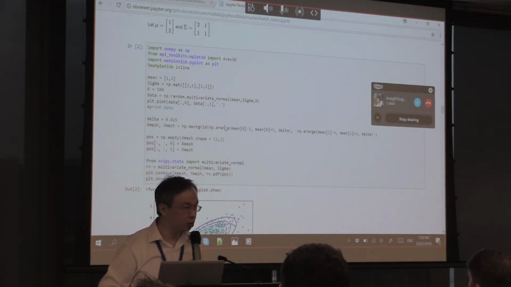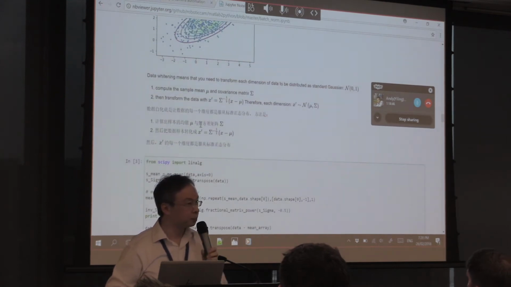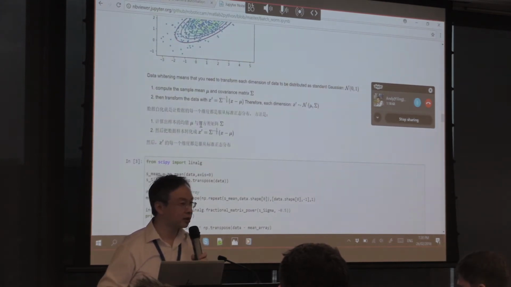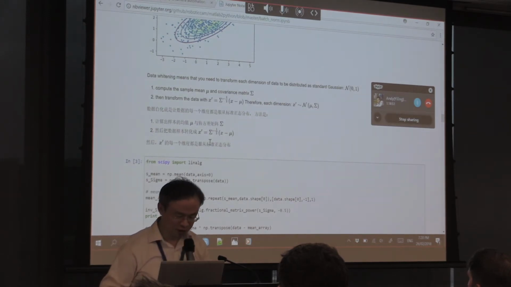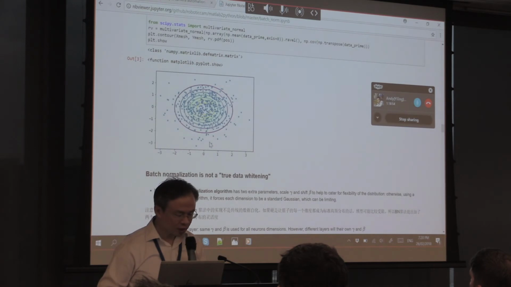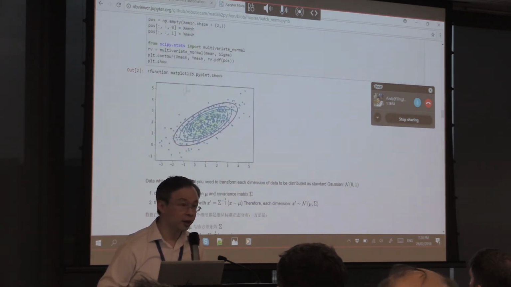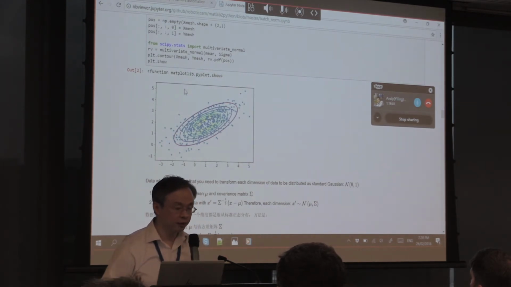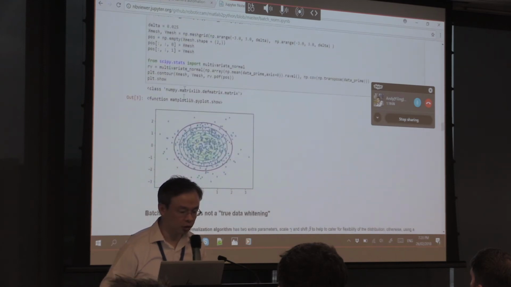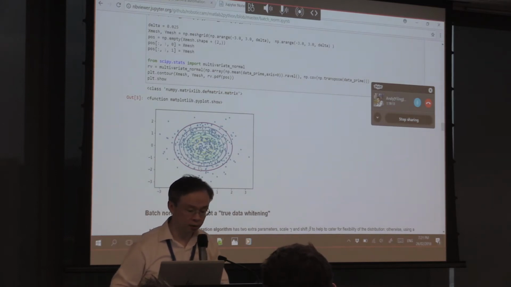Okay, and that shows you a bit of the theory behind why and how it works. I translated it into Chinese as well, so this is English and that's Chinese, especially for people in China to read. Cool. So you might start off with data that looks like this, okay? And this is not distributed according to a standard Gaussian. Then you apply some kind of transformation to it, so that every dimension has zero mean and standard deviation equal to one, okay?